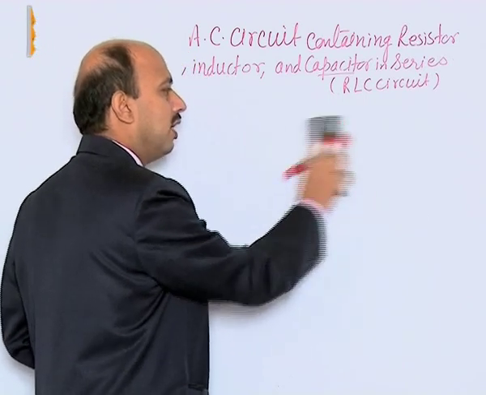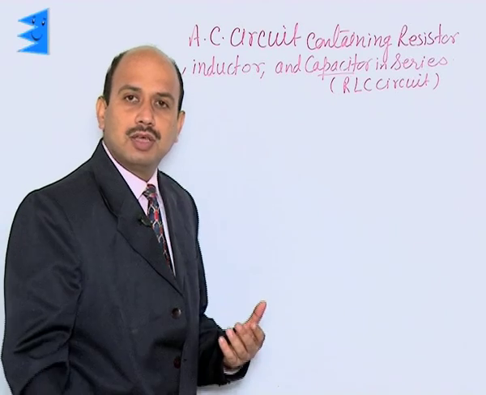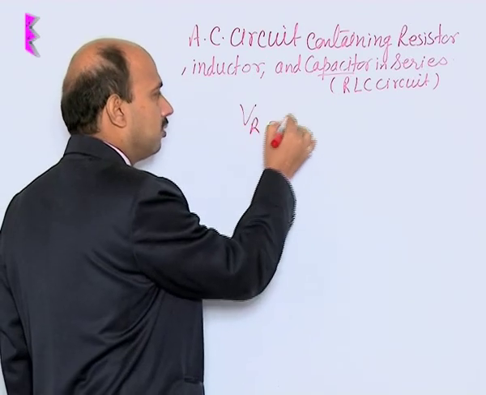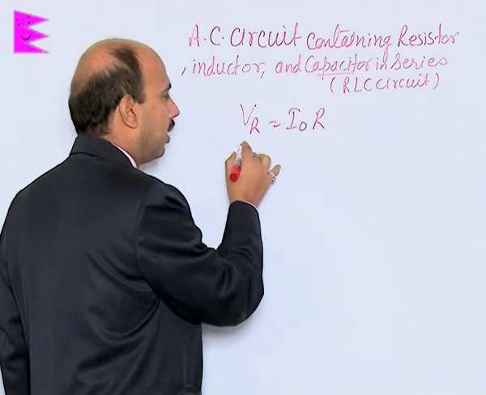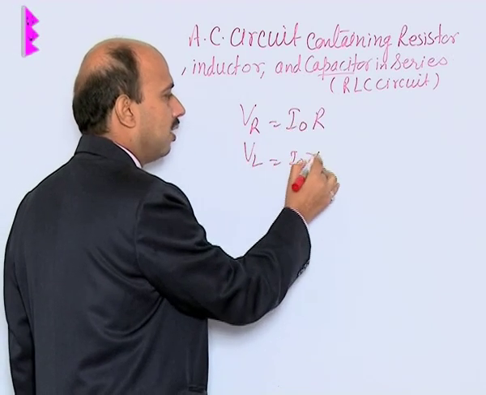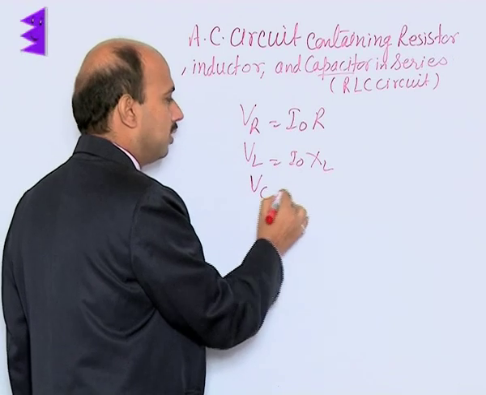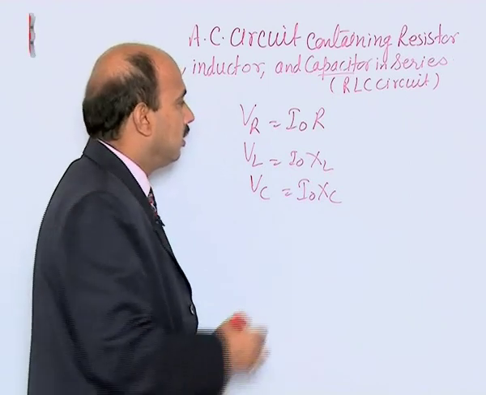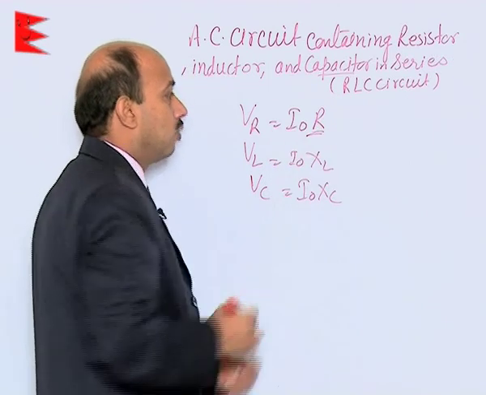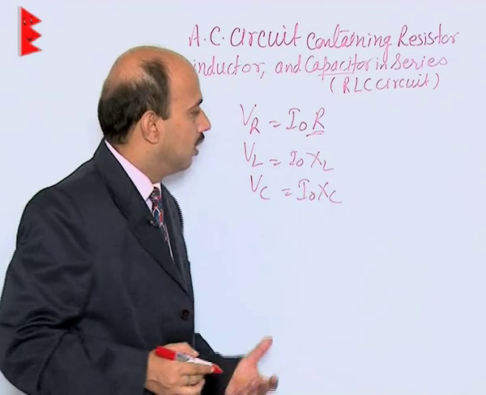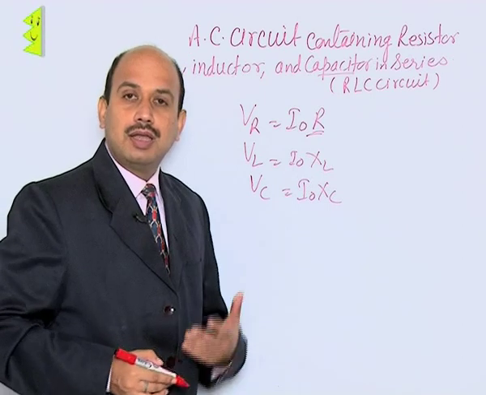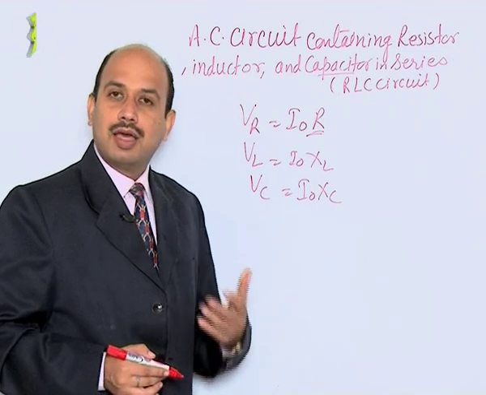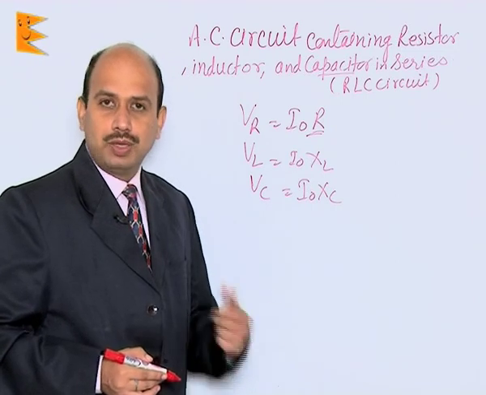And also in the LCR circuit, see here there are three components: resistor, inductor and capacitor. We have seen that the maximum voltage in the resistor is I naught R, in the inductor it is I naught XL, and in the capacitor it is I naught XC. In a resistor, V and I are both in the same phase, whereas in an inductor the current is lagging behind by pi by 2, and in a capacitor circuit the current is ahead of the voltage by pi by 2.